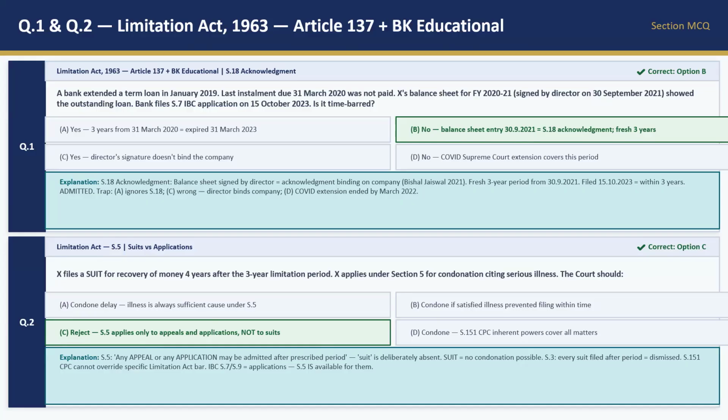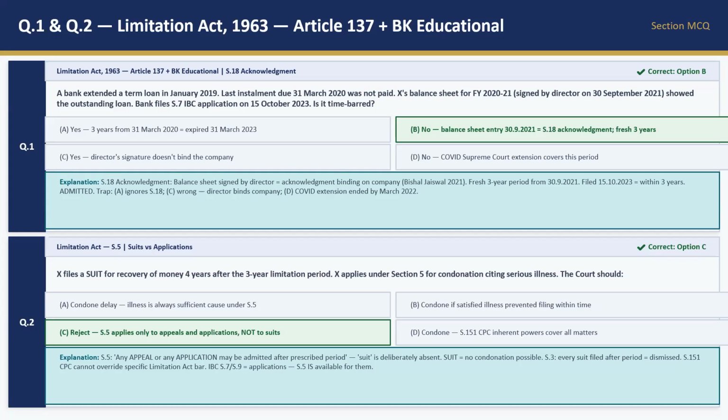Yes. Now let us do some question answer session also. In case of Limitation Act, a bank extended a term loan in January 2019. Last installment was due on 31st of March 2020. It was not paid. The balance sheet for financial year 2021 signed by the director on 30th September 2021 showed the outstanding loan. So the bank files the section 7 IBC application on 15th October 2023. So is it time barred?